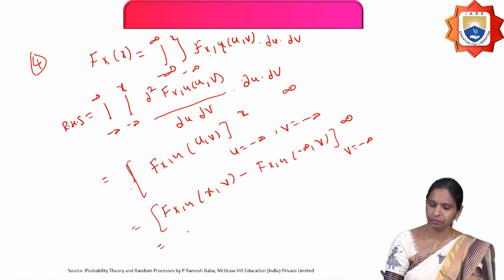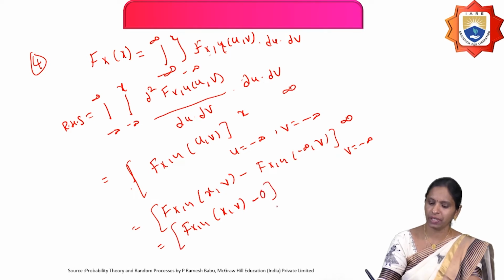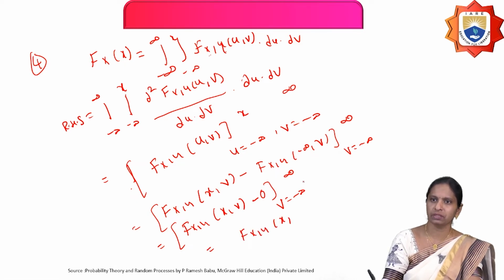Therefore, what can you obtain here? fxy of x comma v minus, here the joint distribution function, if you keep any one of the variables as minus infinity, that value equals 0. Therefore, here it is 0, and the limits of v are from minus infinity to infinity. Therefore, you obtain fxy of x comma, in place of v, the upper limit infinity, minus fxy of x comma, in place of v, minus infinity.